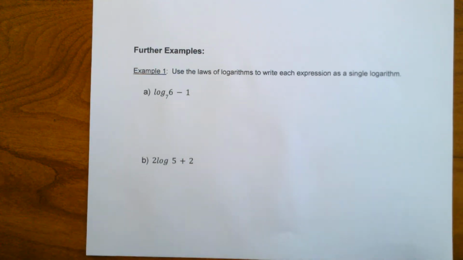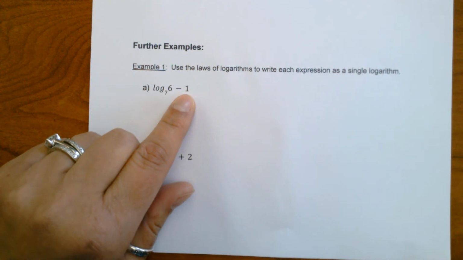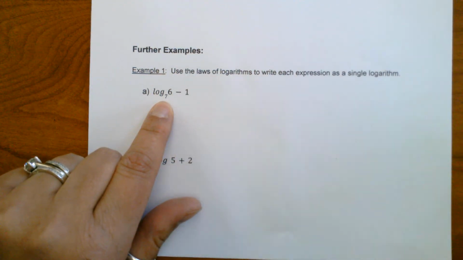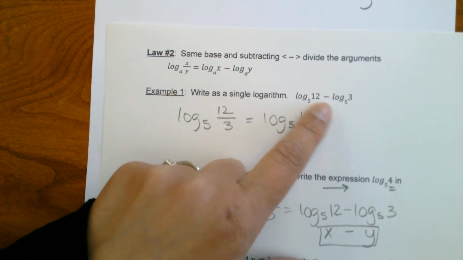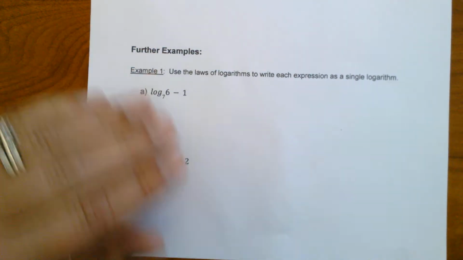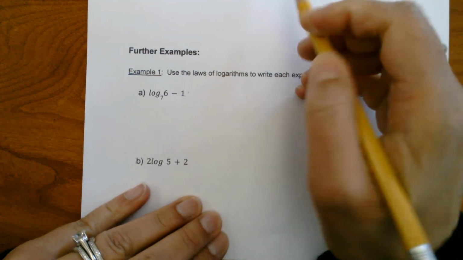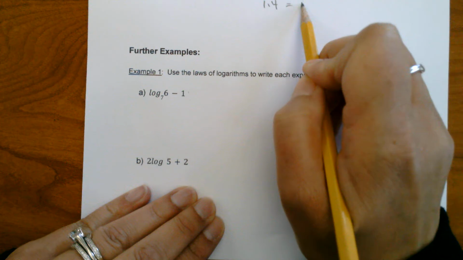Further examples. Example 1. Use the laws of logarithms to write this expression as a single logarithm. The reason I'm doing further examples is that I haven't shown you what happens when we have the number 1, because we don't have 2 logs here. Remember, when we wrote them as a single log, we had 2 logs, but we don't have that here. So the first thing we need to do is change this number into a log. For the previous one, this was really 1 times 4, which gives us 4.